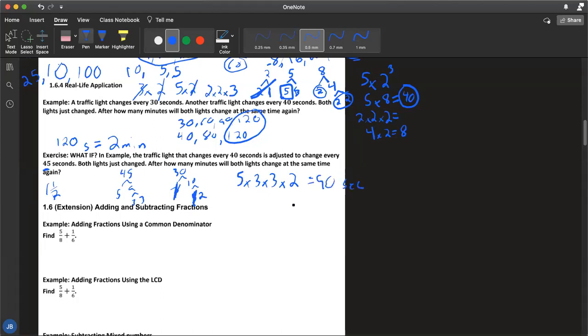Yeah, and then we have to convert that to minutes, which is 90 divided by 60. Perfect. So we get 1 and 30 over 60. Yep. And so 1.5 minutes. Great job, Jerry. Awesome.